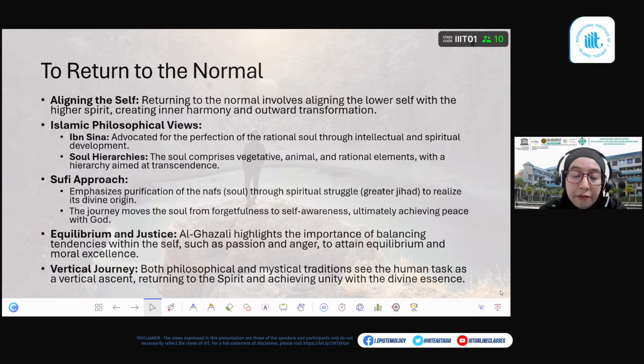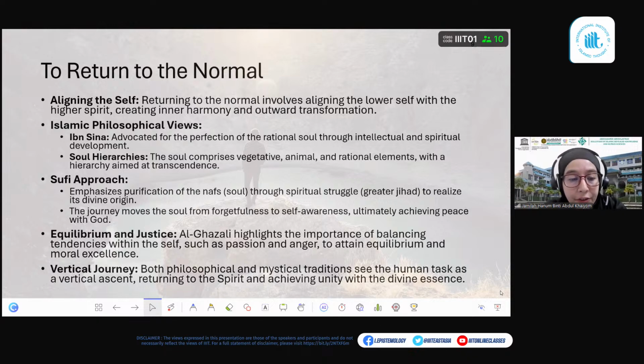But from the Islamic perspective, abnormality goes deeper. It's about being disconnected from our fitrah, the primordial state of harmony and alignment with Allah. So how do we return to the normal as defined by Islam? This process involves realigning the self, bringing the lower self, or nafs, into harmony with the higher spirit. It's not just about changing outward behaviors, but transforming the inner self to reflect spiritual balance and divine connection.